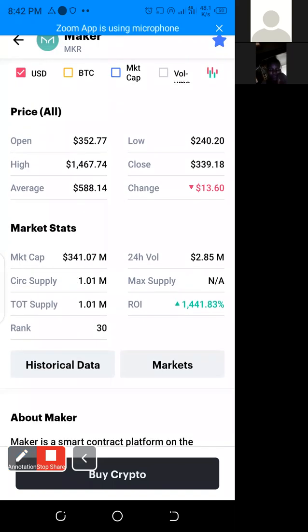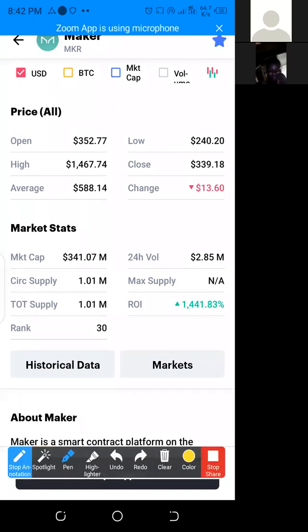Now, let's see more information. What's the lowest this coin has come? It has gone as low as $240. What's the highest it has gone? It has gone as high as $1,467. If a coin has gone as high as $1,467 and right now is at $339, is that coin not good for you to buy? But that's not enough. Let me show you something else.